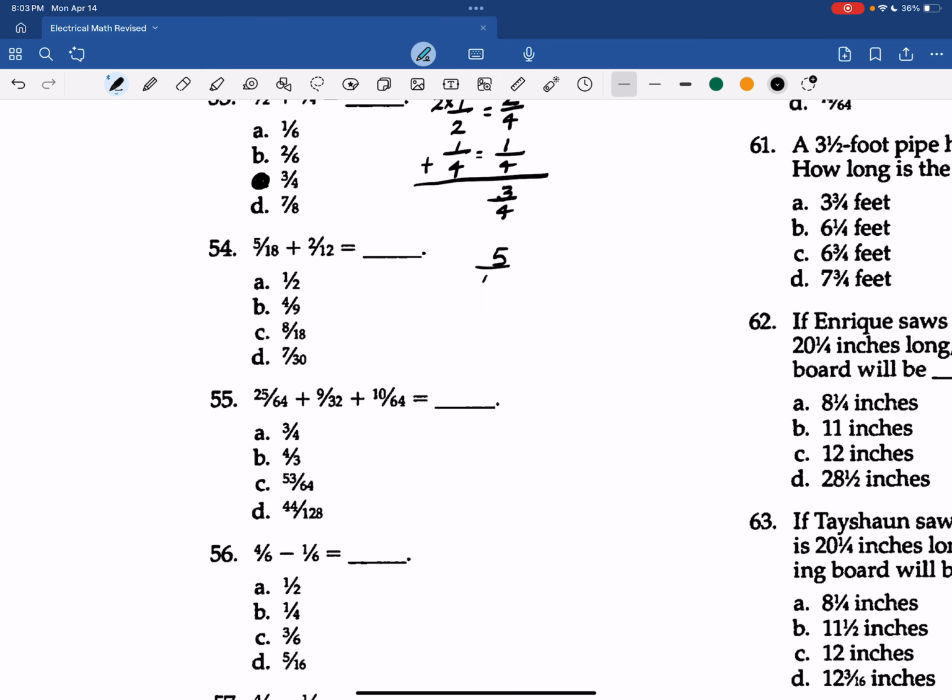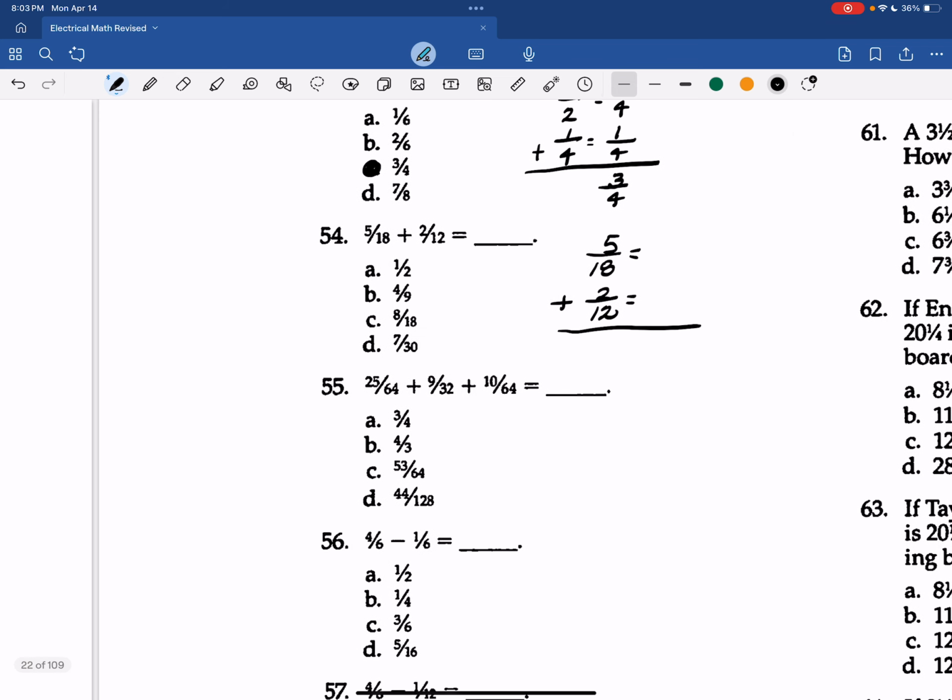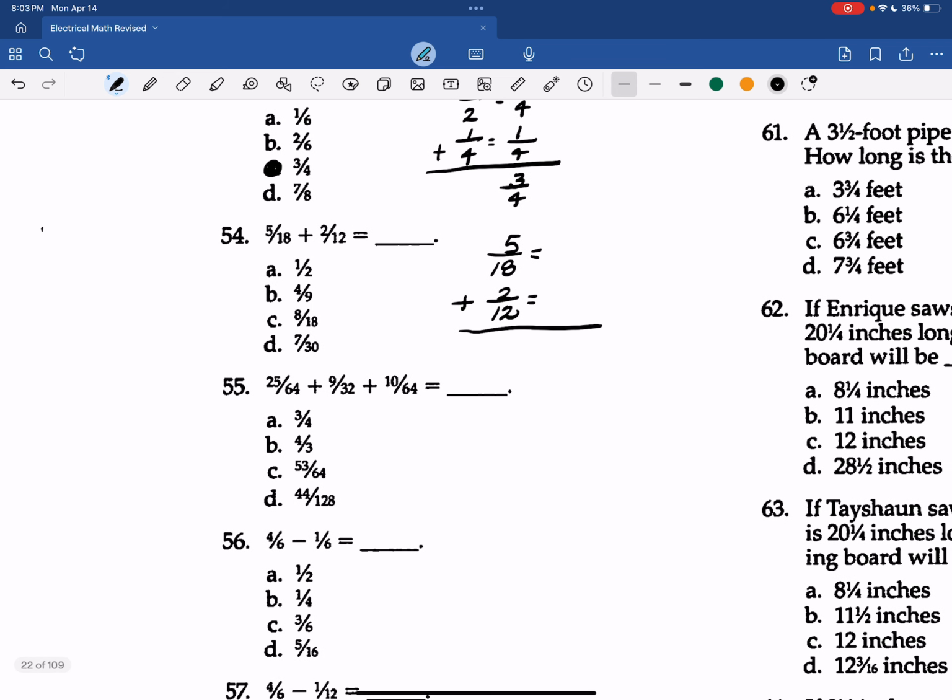5/18 and 2/12. If you know your common denominator, use it. If you don't, here's how I would show you to find it. You want to list both of your denominators and start with the smaller one.